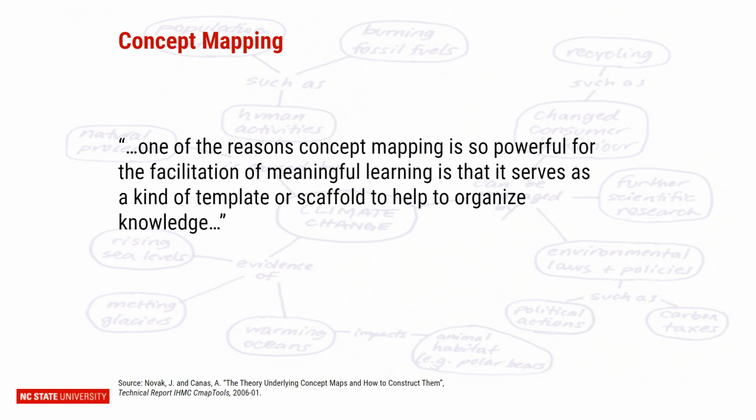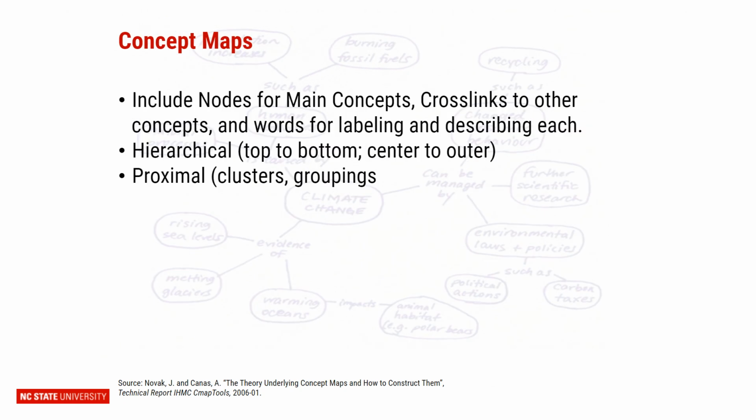Scholars like Novak, Gowin, and Canas have done a lot of background research into the uses of concept mapping for externalizing knowledge and argue that one of the reasons concept mapping is so powerful for the facilitation of meaningful learning is that it serves as a kind of template or scaffold to help to organize knowledge. Concept maps include nodes for main concepts, crosslinks to other concepts, and words for labeling and describing each. They are hierarchical, often moving from top to bottom or center to outer, and proximal, using clusterings, groupings to show similarity.